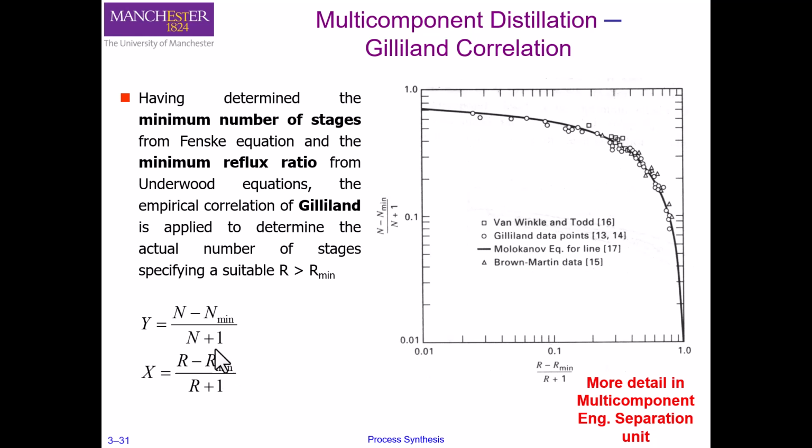So normally we can assume a suitable value of the actual reflux ratio, let's say 1.1 times the minimum reflux ratio, as we discussed in the previous part as well. And then by defining R minimum and R, we can determine X, and then based on the value of X, we can determine the value of Y. Because we already know N minimum, the only variable that we have is actually N here. So by using the Underwood and Fenske equations and then using the Gilliland correlation, we can determine the actual number of stages of a distillation column. Again, you will discuss these equations in the multi-component engineering separation unit.